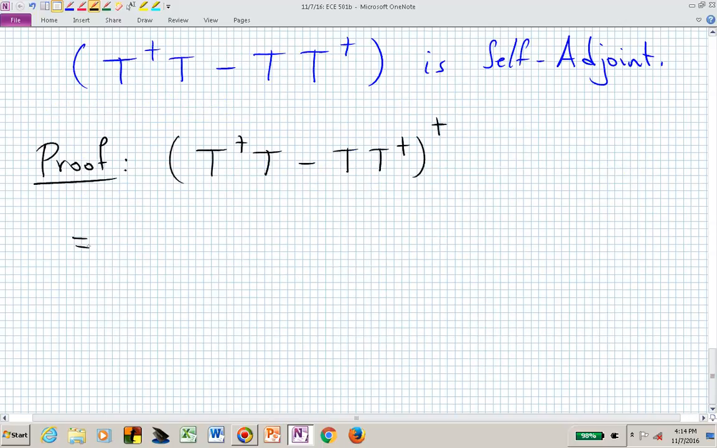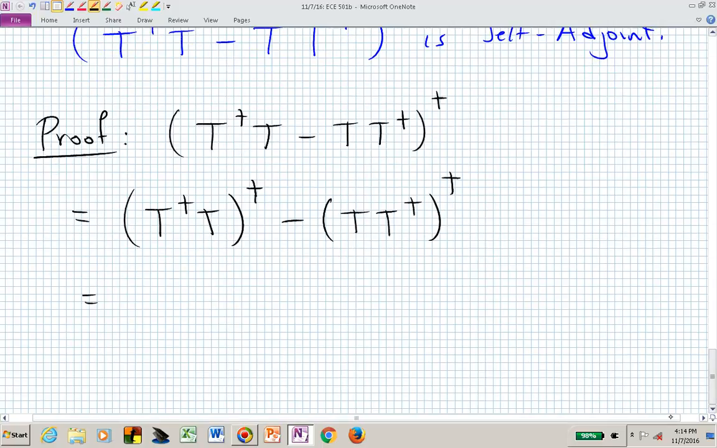Now we can separate that into two pieces. We have T dagger T dagger minus T T dagger dagger. Can we have any more daggers? We're a little bit beyond Halloween, we're a week late, but we still have some daggers.